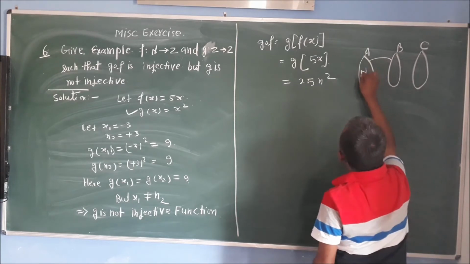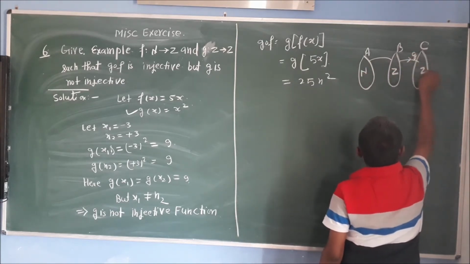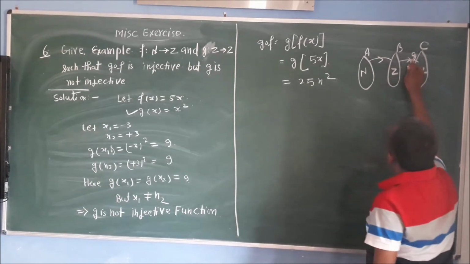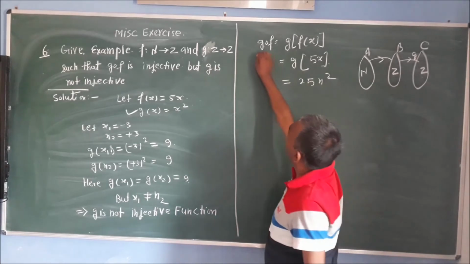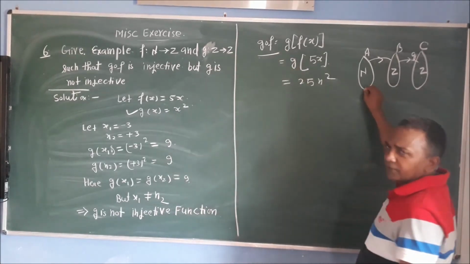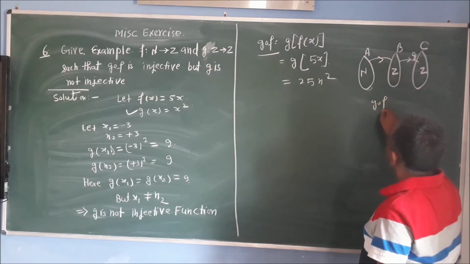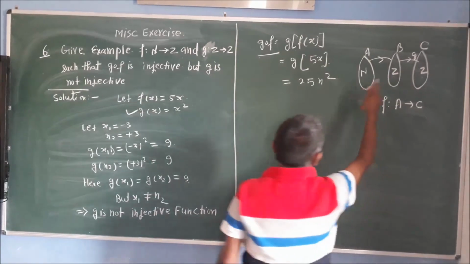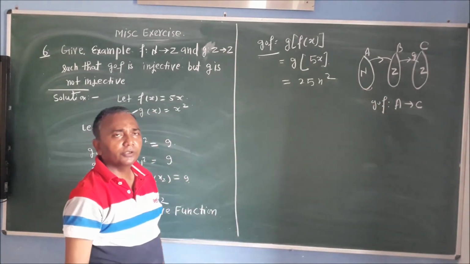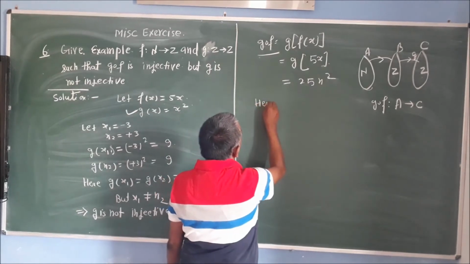This is your natural number to Z. Here is a function g. This is your Z to Z. So we have said that this function g is not an injective function. So what is the function g of f? g of f is a function such that a tends to c. So the domain is natural number and the range is Z. Z means set of integers.